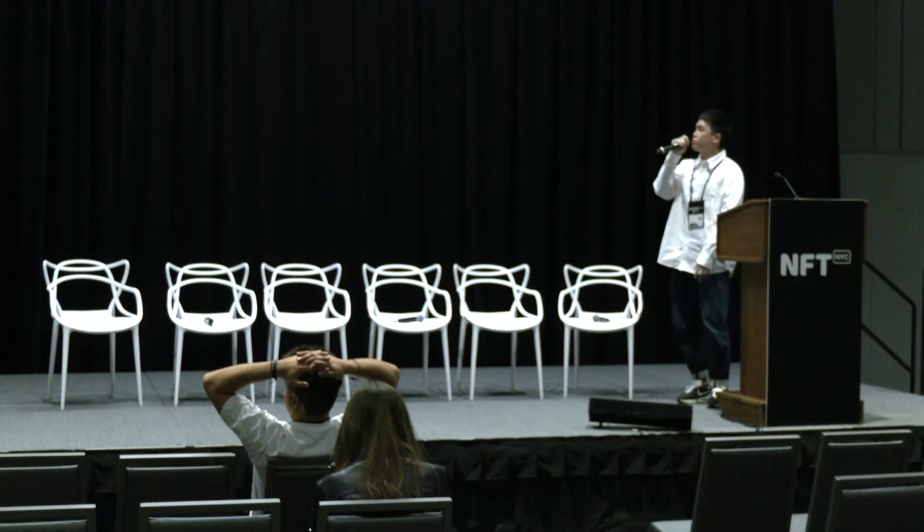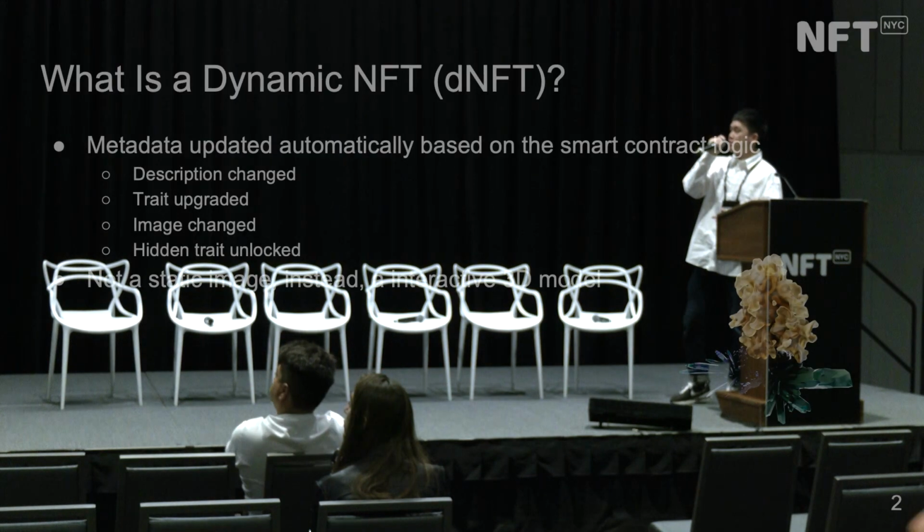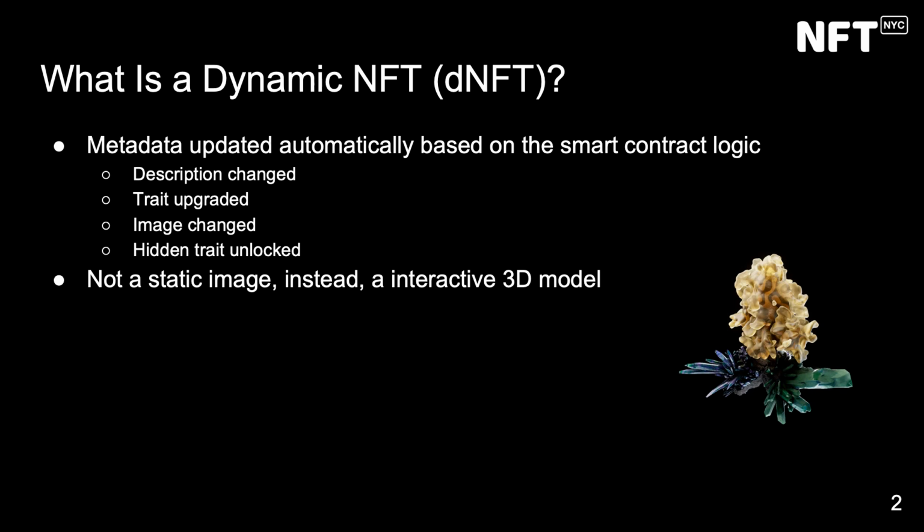So what exactly is a dynamic NFT? There are two most common definitions. The first one is that if the metadata of an NFT is updated automatically based on the logic of a smart contract, it is a dynamic NFT. For example, if an NFT's description is different when it is in a different wallet, or the traits get upgraded if the holder completes certain tasks, or if the image of an NFT changes over time.